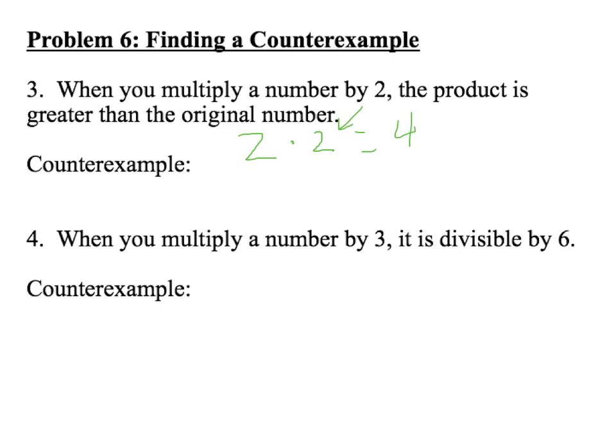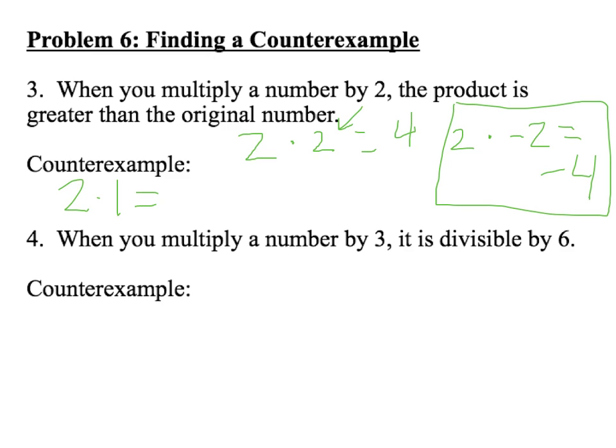So I have to think of something else. Well, let's see if I do negatives. If I have 2 times negative 2, that's negative 4. Negative 4 is not greater than negative 2, so this would be a good counterexample. Other counterexamples that you could have had would be 2 times 1, because my answer is 2, which is not greater than 1, or anything less than 1 would actually work.